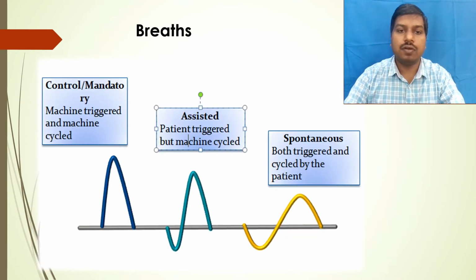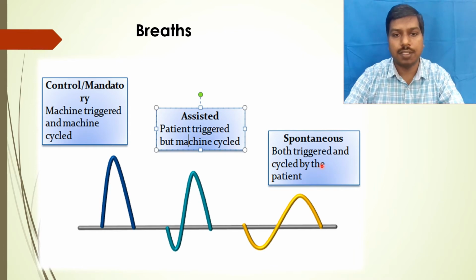So based on this, breaths can be divided into three: a controlled or mandatory breath, a spontaneous breath, or an assisted breath. In a controlled or mandatory breath, the triggering is by the machine, and the limit and cycle are by the machine. In a spontaneous breath, the triggering, the limit, and the cycling are by the patient. But in assisted mode, the triggering is by the patient, but it is limited and cycled by the machine.